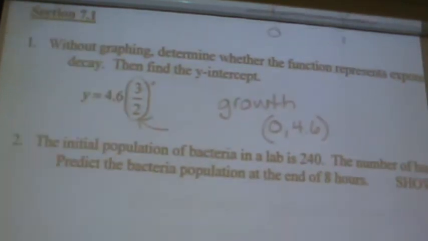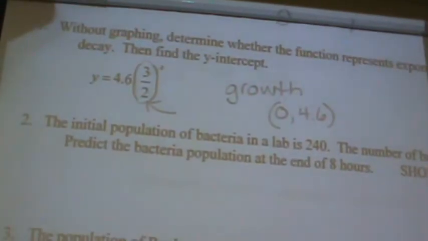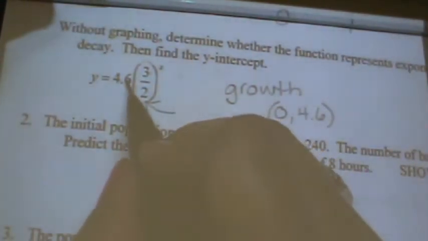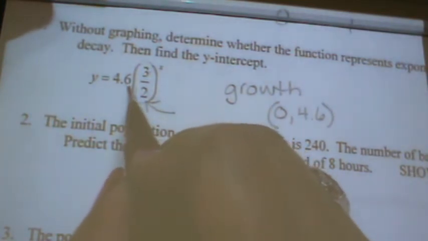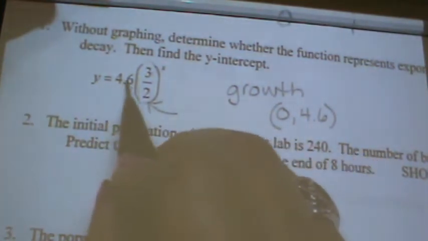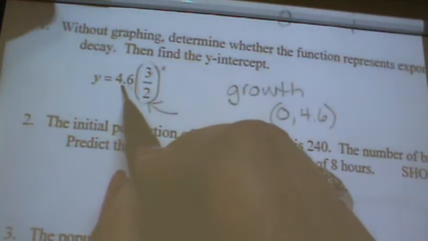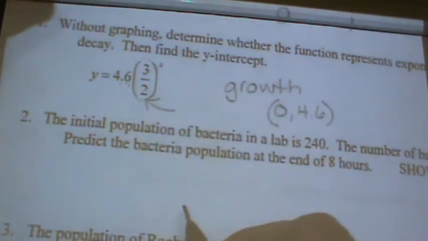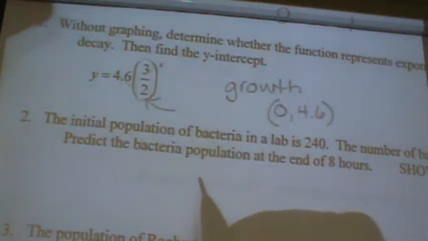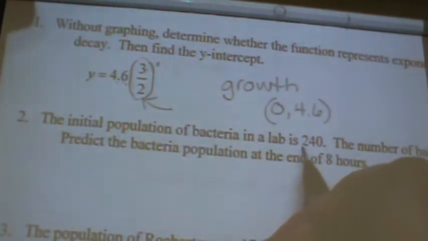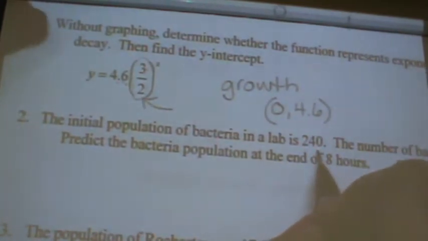Okay, next one, number 2. By the way, that's your initial number. 4.6 is your initial number. What if you don't see a number right there? What's the initial number? 1. Good. Number 2, the initial population of bacteria in a lab is 240.